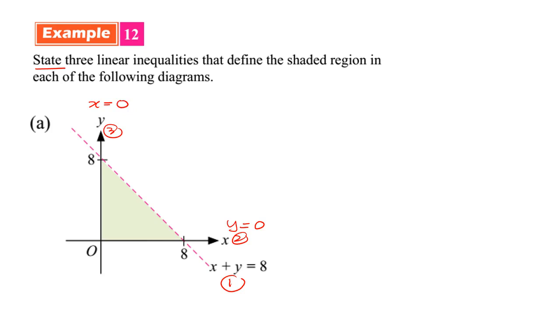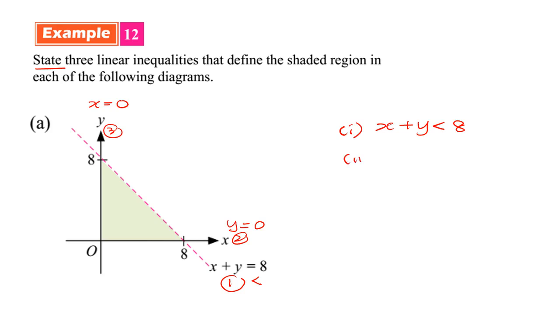Now we can write the linear inequality for the first one. The shaded region is below the line x plus y is equal to 8, and the line here is a dotted line, so we have to use less than. So the answer is x plus y less than 8. So we have to change the equal sign to less than.